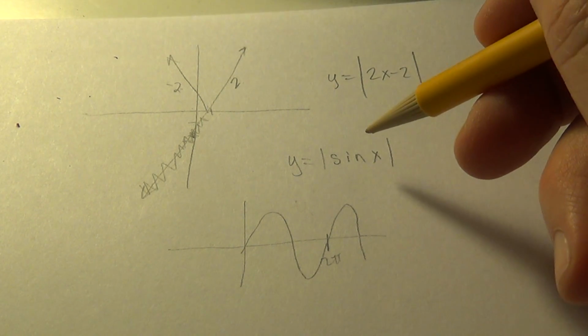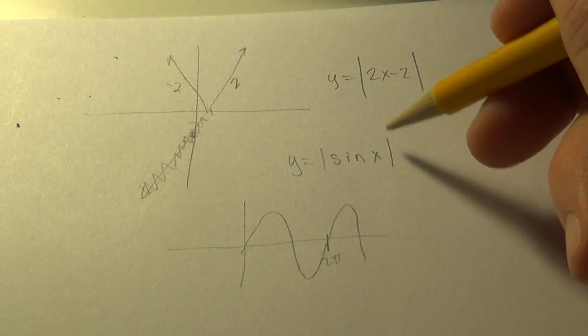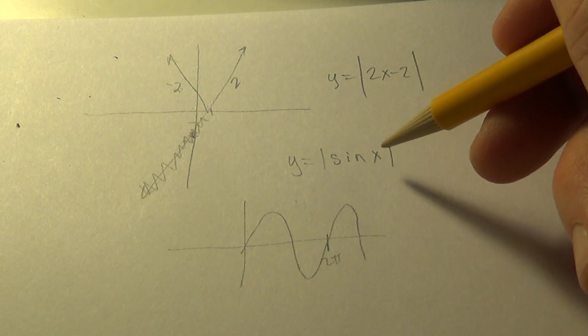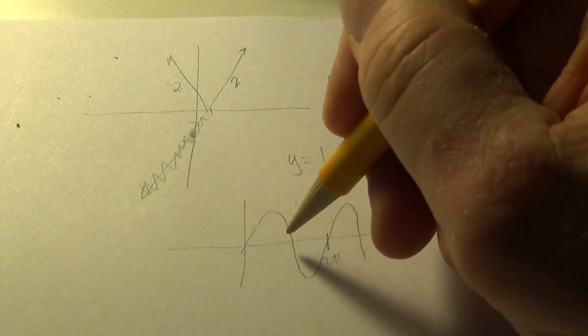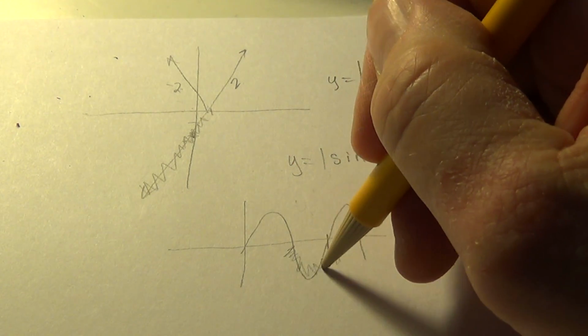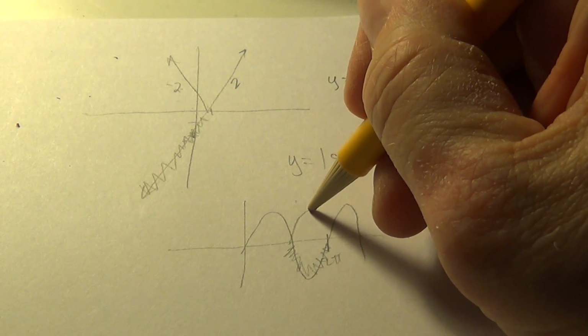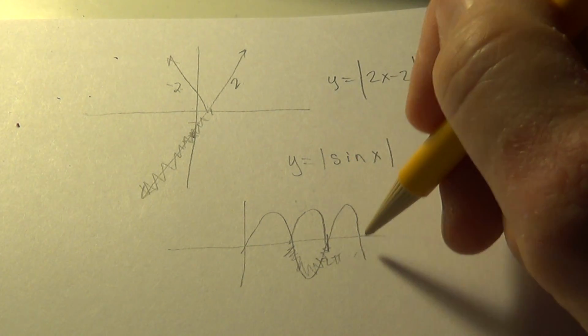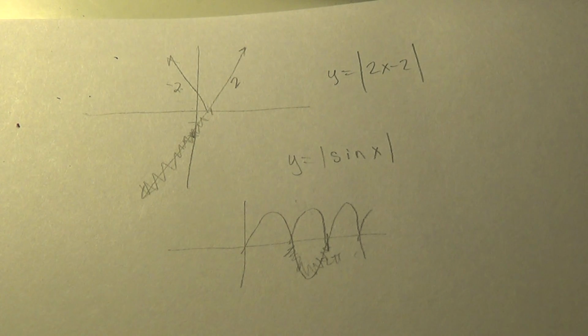So what does the function look like when I put the absolute value sign around it? Whatever's negative reflects across the x-axis. So this goes away and it comes up here, and this would go away and come up here. So everything would be above the x-axis.